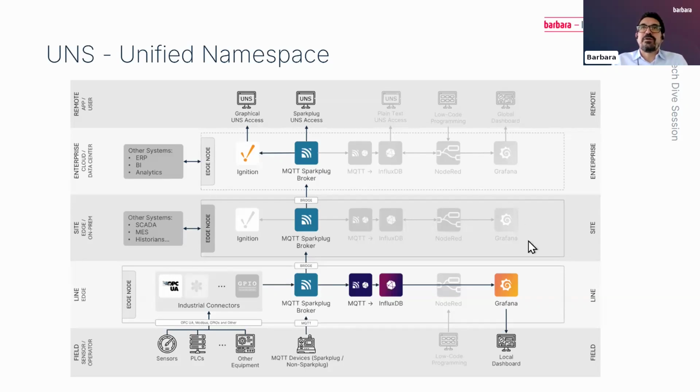Then we have the site level here, and all the information here can be sent to the next level, the enterprise level. In the enterprise level, we will deploy an Ignition instance. Ignition is one of our partners. So we can deploy the Ignition application here, and we will create the single source of truth here.